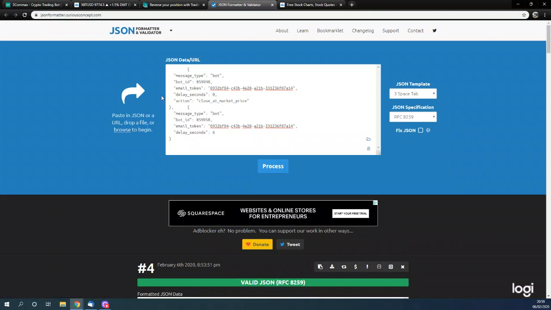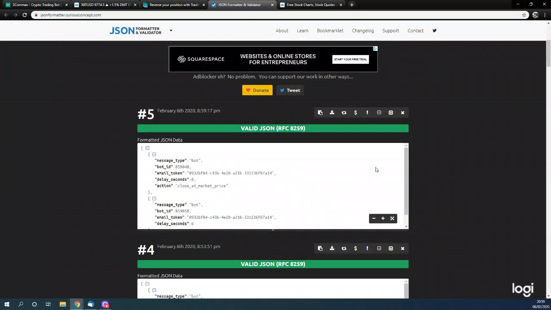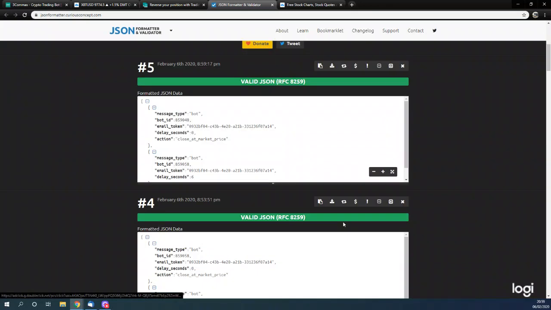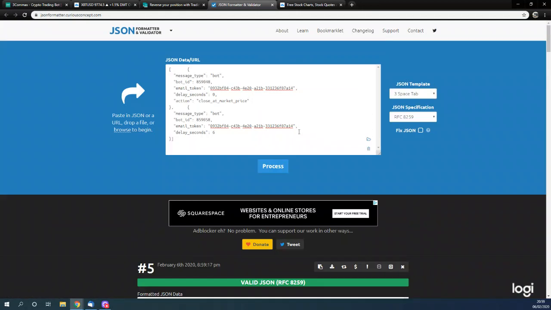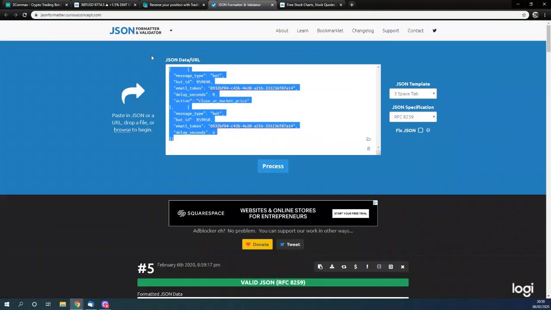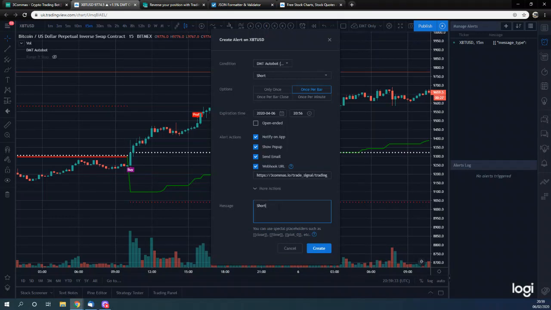Remember, one last thing is we need to have these brackets around the whole of the command, and then we can click process just to check it's working okay. And yep, again, working fine. As you can see, like I said, all we really did was swap these two numbers around. So right, we'll copy all this command. We're going to put this into our message here, because this is the message that is getting sent to 3Commas.